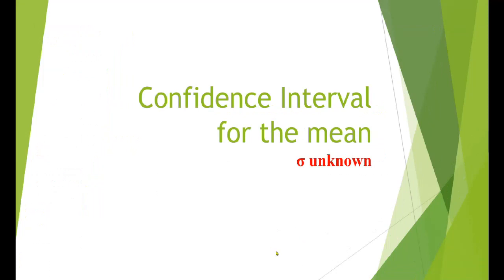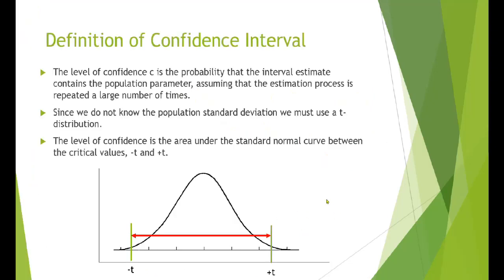We're going to learn in this presentation how to find a confidence interval for the population mean when sigma, the population standard deviation, is unknown. The level of confidence, remember, is the probability that the interval estimate is going to contain that population mean. And the assumption is that we're going to do that estimating process a large number of times.